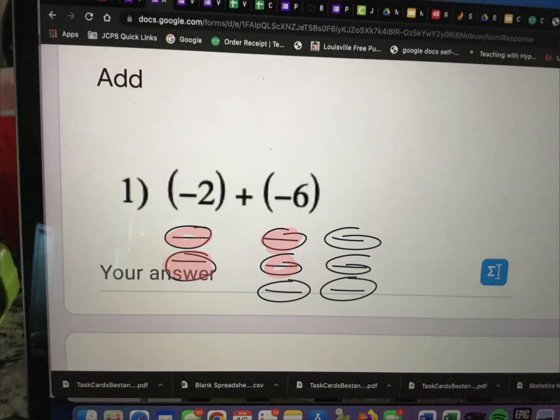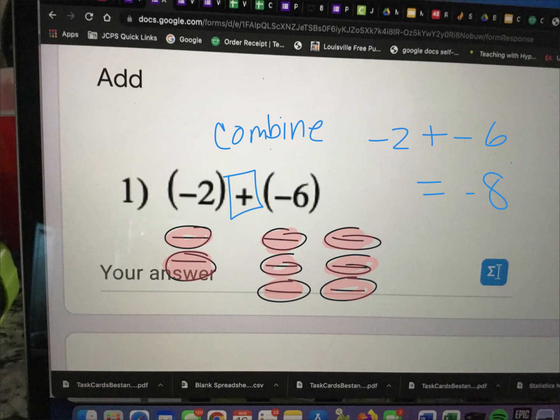Well, if you have two negatives and you're combining that, and we know we're combining them because we're adding, that means that we're going to put those two negatives together. So a -2 plus a -6 is going to give us a total of 8 negatives, which we'll represent with a -8.